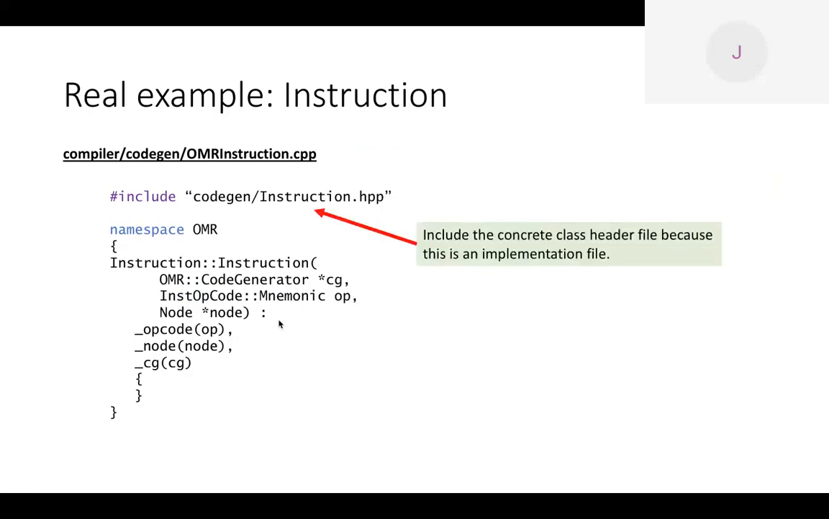Here, this thing wants to include the OMR instruction class that we just created. It doesn't actually include omrinstruction.hpp. It's actually using the concrete class header file because this is a CPP file. And we're going to see an example of the concrete header file in just a bit.